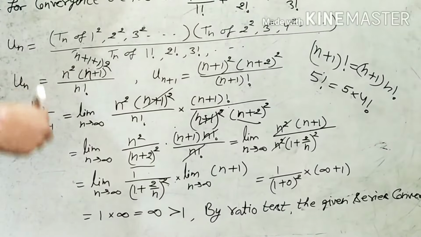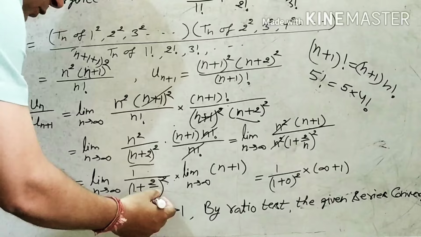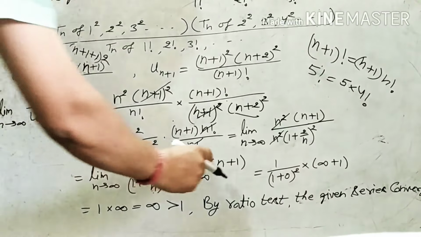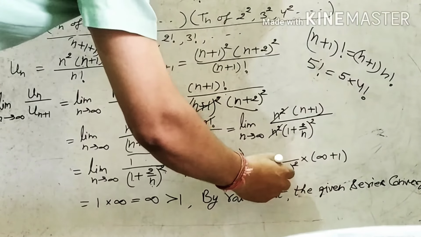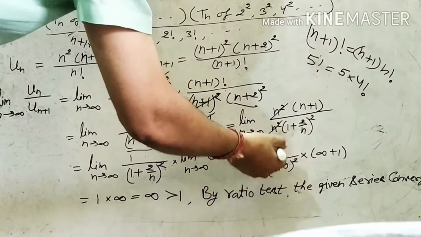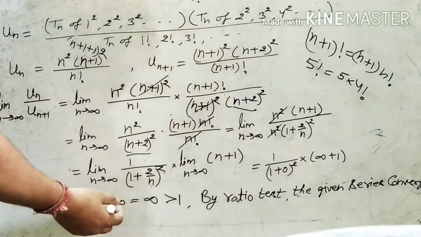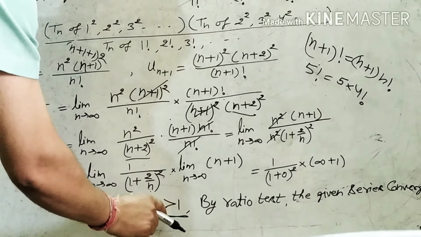Put the value of n: 1 upon (1 plus 2 upon infinity) whole square. 2 upon infinity will be 0. So 1 plus 0 whole square, and n replaced by infinity, infinity plus 1. 1 plus 0, 1 square, that will be 1. So 1 upon 1, 1 into (infinity plus 1), that will be infinity. And infinity is greater than 1.